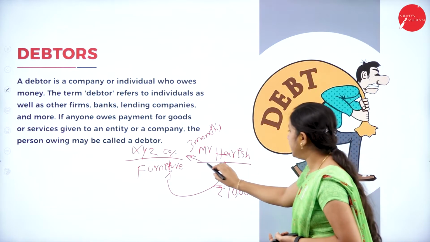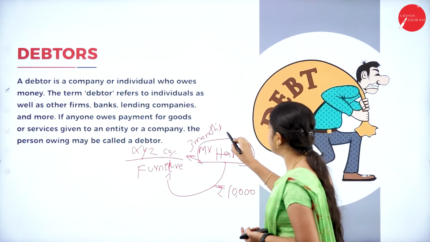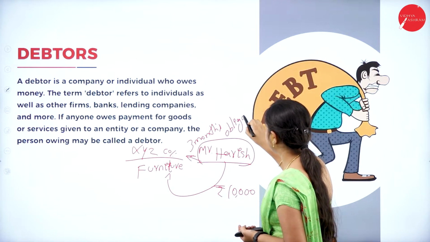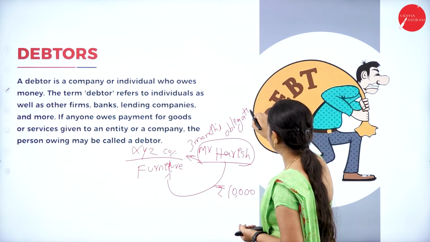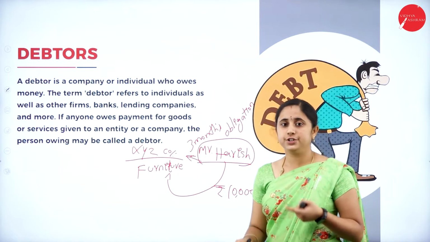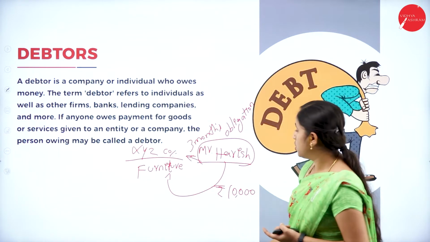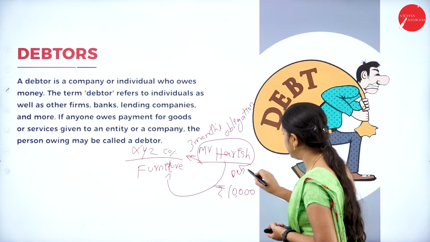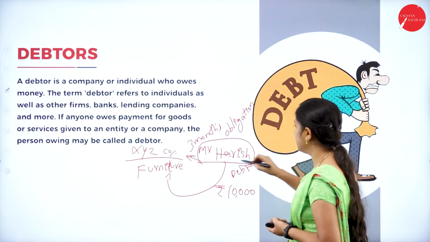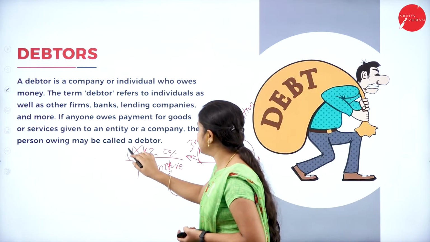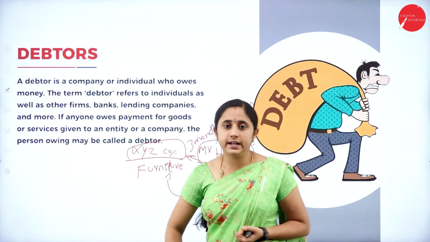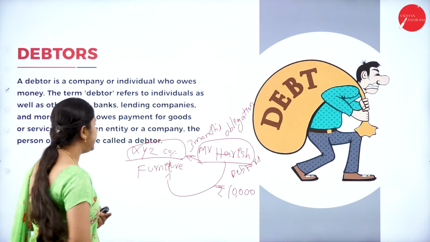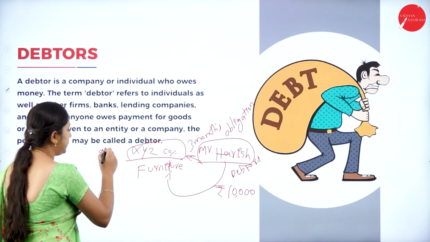So, Harish has an obligation to pay the money. So, he is called a debtor. He became the debtor now. XYZ is the lender or giver of money.